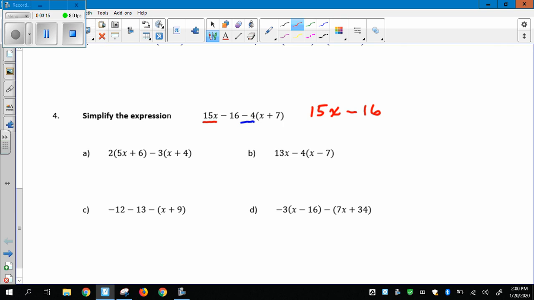The reason is because this 4 right here means multiplication, and we know that in the order of operations, multiplication comes first. So I'm going to do -4 times +x, which gives me -4x. And then I'm also going to do a -4 times +7, which gives me -28. Combining like terms, the 15x minus 4x makes 11x. And then we have the constant terms, the -16 and the -28. 28 less than -16 is -44. So I end up with 11x minus 44.